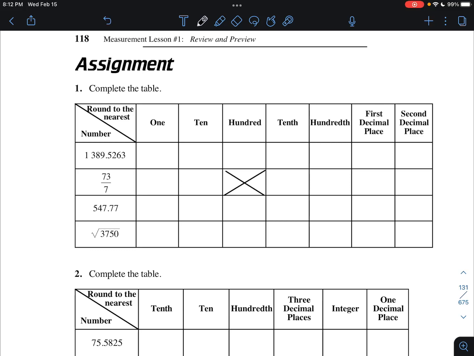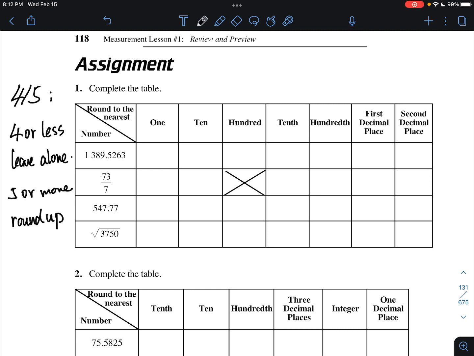Okay, let's do our first practice. For rounding problems, you just need to remember one rule, the 4/5 rounding rule. This means 4 or less, leave alone, and 5 or more, round up. Just remember this one and you can solve all the problems here.